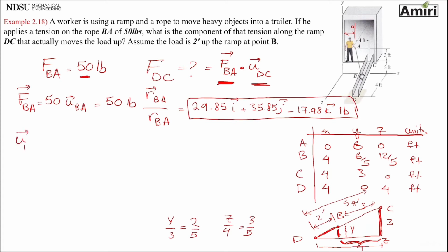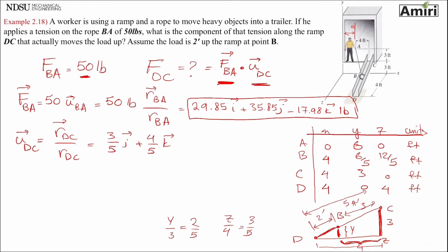Next is the unit vector of DC: position vector DC over the magnitude of RDC. If you're still a little bit slower on position vectors, that means you need to go back, look at the lectures on position vectors and do more examples. I've explained position vectors and unit vectors in previous lectures, so you have to watch that if you still have questions or problems. And this is going to be 3 over 5 J plus 4 over 5 K. And there are no units for that.